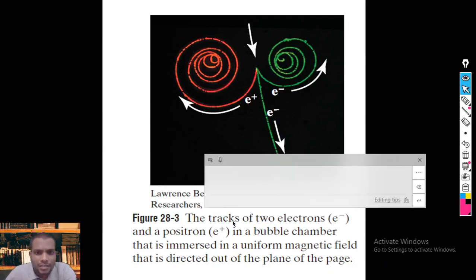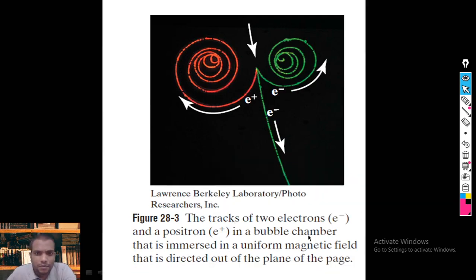What you are seeing is a very powerful picture. These are the tracks of an electron and a proton moving in a uniform magnetic field. This was photographed at Lawrence Berkeley Laboratory. You can see the spiral tracks of the electron and proton. They are moving in opposite directions, but you can see the spiral tracks.